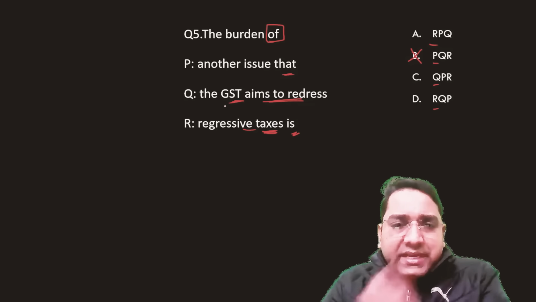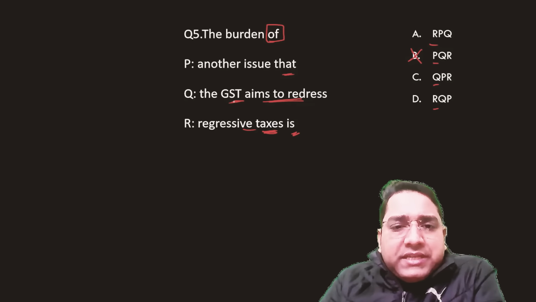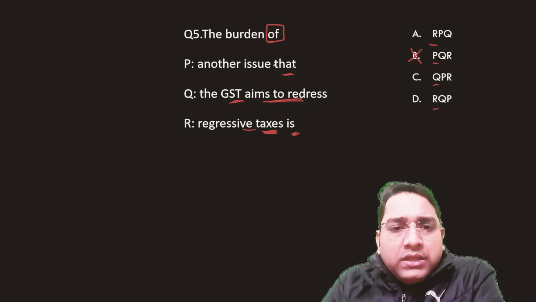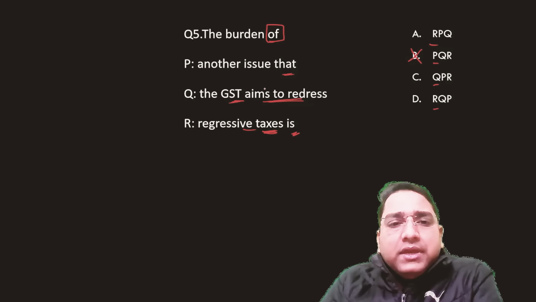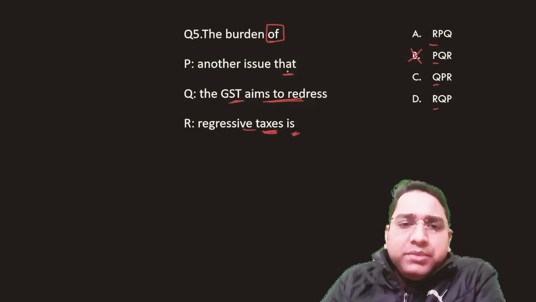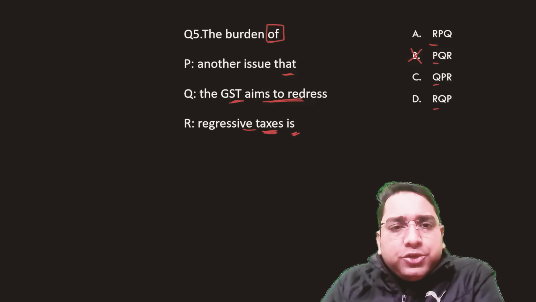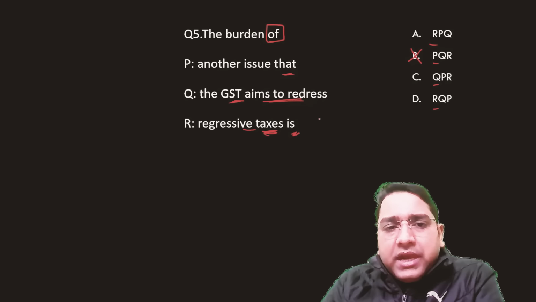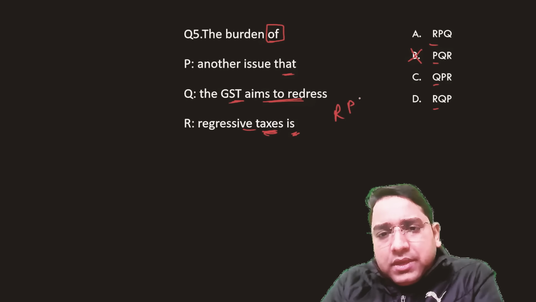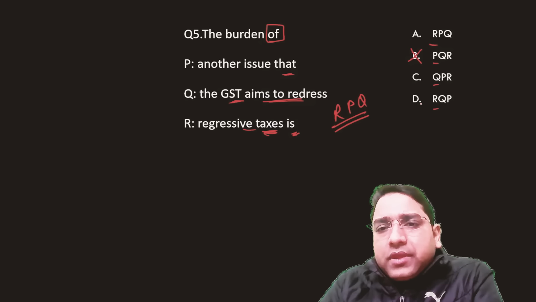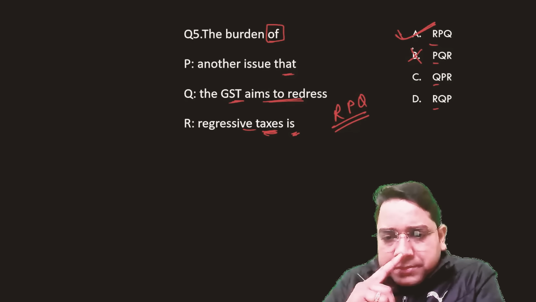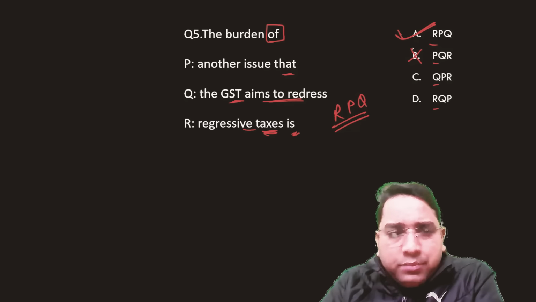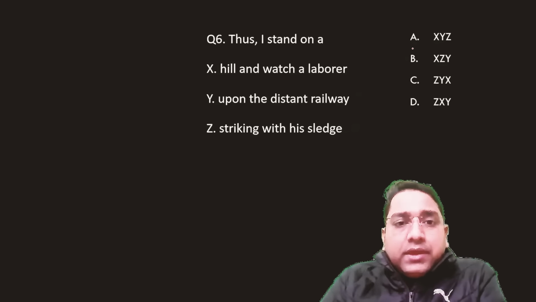In other words, if I say the meaning, the sentence says the GST aims to redress the issue of regressive taxes, or of the burden of regressive taxes. Okay, so it should be the burden of regressive taxes is another issue that GST aims to redress. So RPQ, where we have the first option. Very good, Harsh and Puneet, both of you are correct.